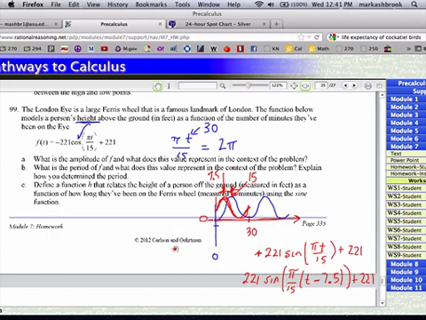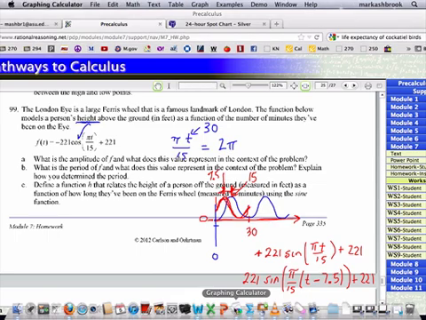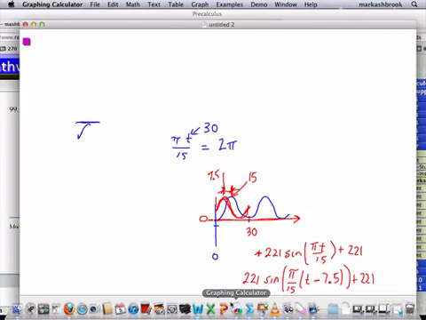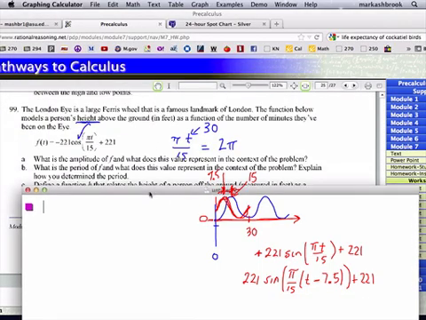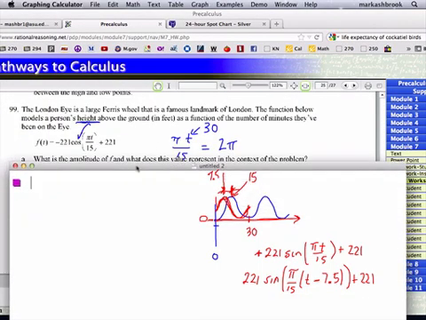Is that the end of the problem? No, there's more. All right, let's just do this much. Equation that lined up. Yeah, there's more than one. Does mine make sense? So y equals negative 221 cosine of pi over 15 x plus 221. Let's just look at that first.